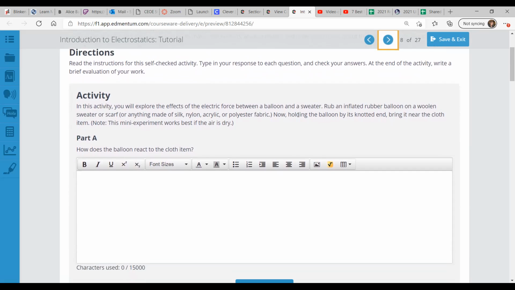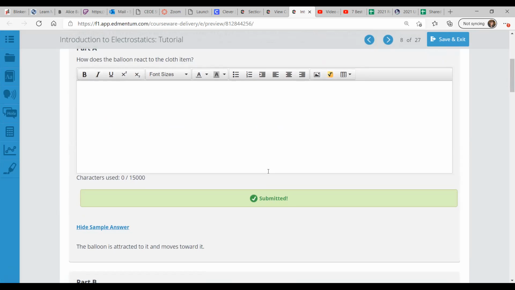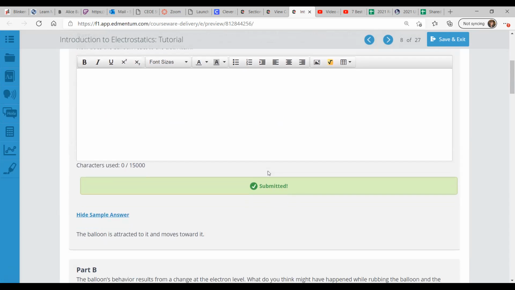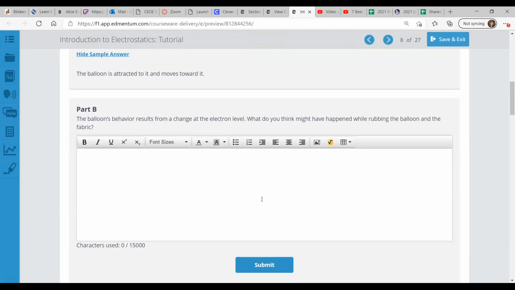And how does the balloon react to the cloth item? Well, if you do this, the balloon is attracted to it and it moves toward it. Attractive force. The balloon's behavior results from a change at the electron level. What do you think might have happened while rubbing the balloon and the fabric?